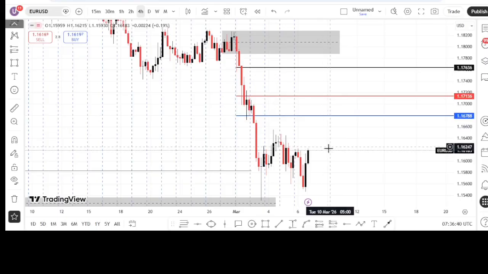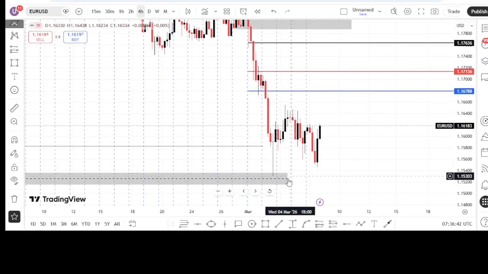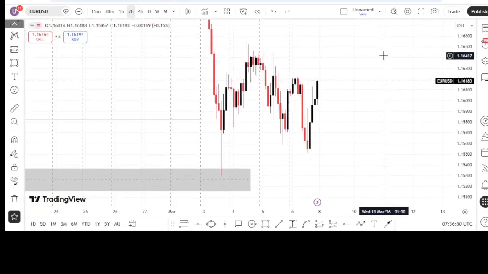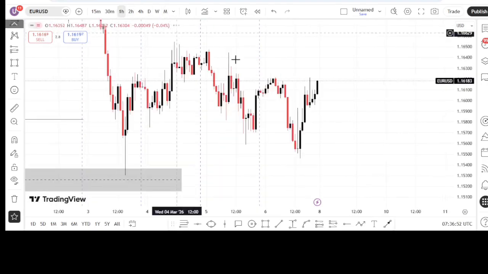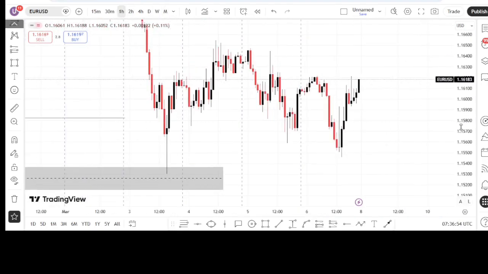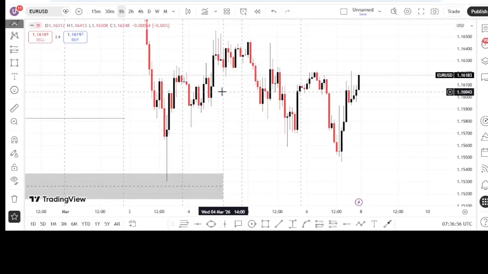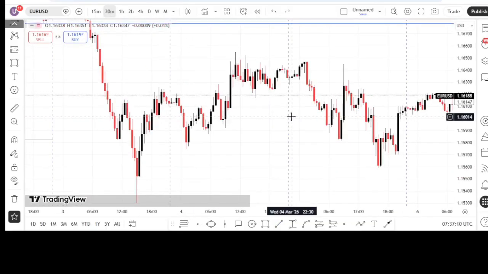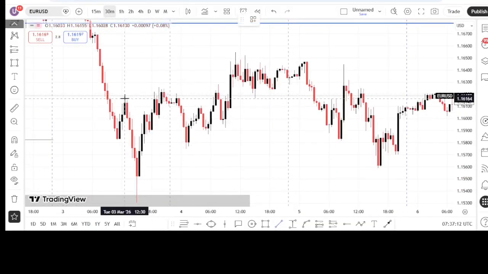Now look at this level. Let's go down to the 2-hour time frame, and then start looking for a way to buy. This is how the market looks here on the 2-hour time frame. You can see this consolidation. You already have a change of character, I mean on the 1-hour time frame. Let me go down to the 30 minutes time frame. Here on the 30 minutes time frame, we can see we have a change of character here.